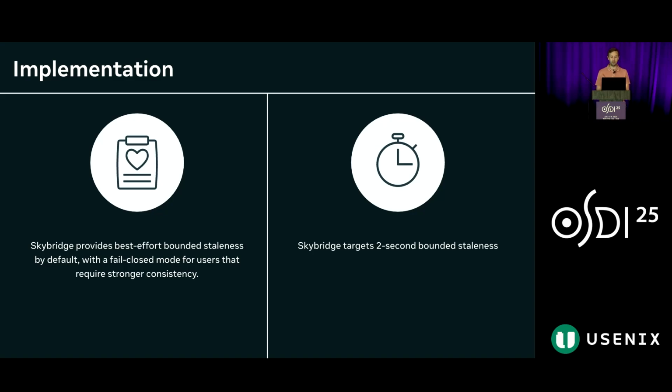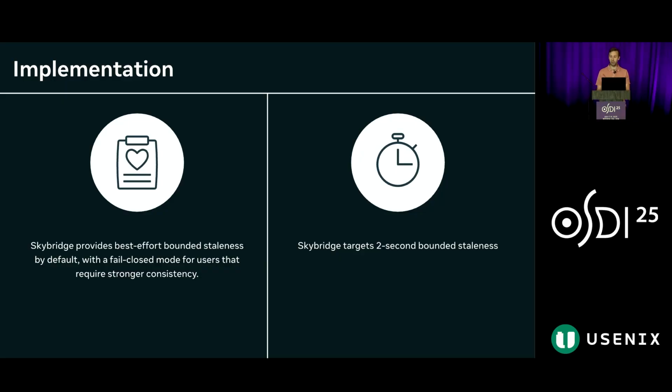By default, Skybridge targets 2-second boundless staleness. This is a good balance between what's achievable given Meta's geo-replicated serving stack and is also a practical human scale bound for users. This bound is tunable, however. It represents a trade-off between cost and consistency. Tighter bounds mean more synchronization through refills.